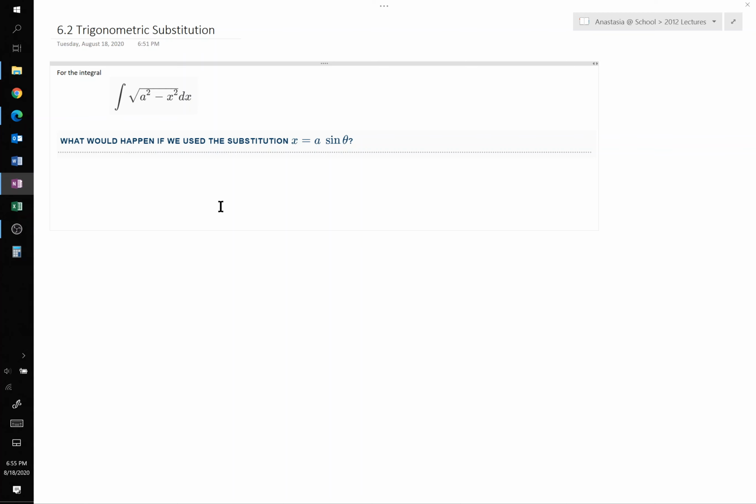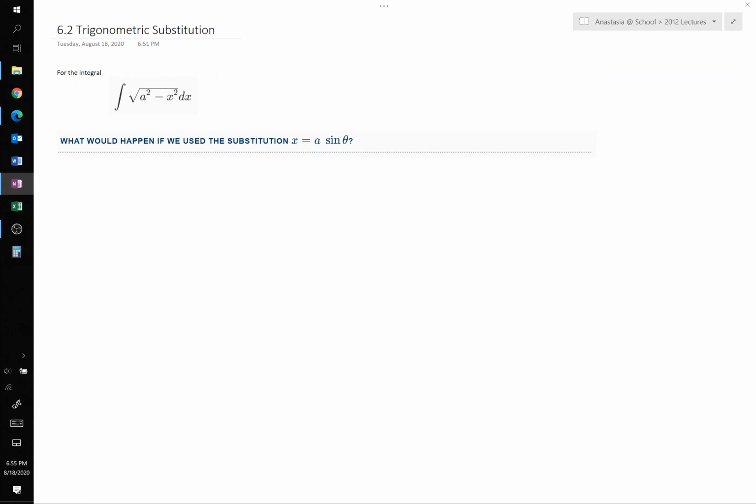But we need to know how to integrate it because currently all of the integration techniques we've talked about do not work here. A U substitution doesn't work because we don't have anything outside of the integral. So there has to be something else that we can use. What we're going to use in this case is what's called a trig substitution. So let's see what would happen if we used the substitution x is equal to a sine theta.